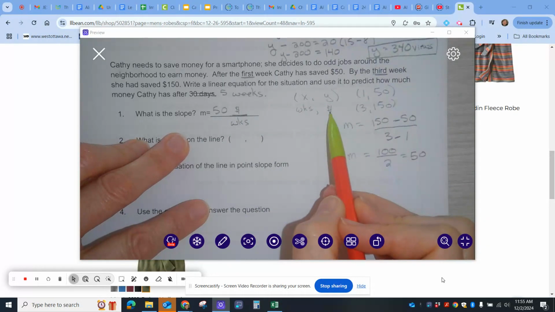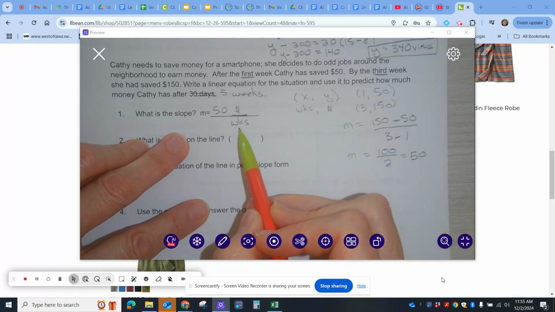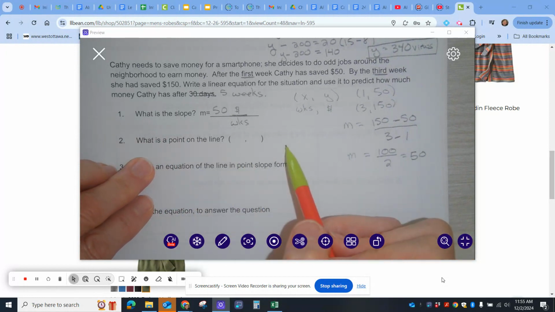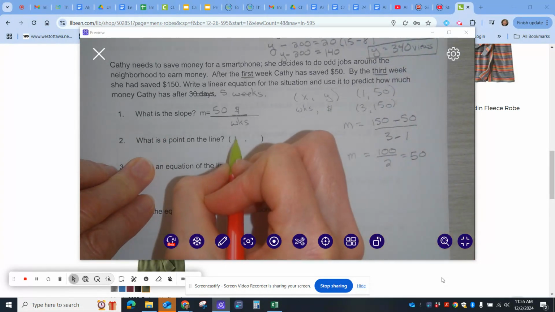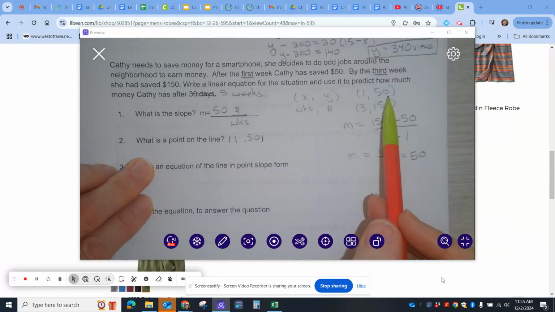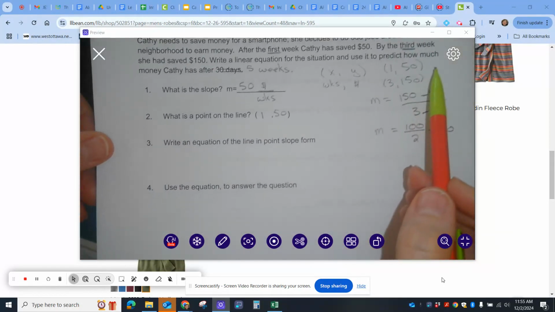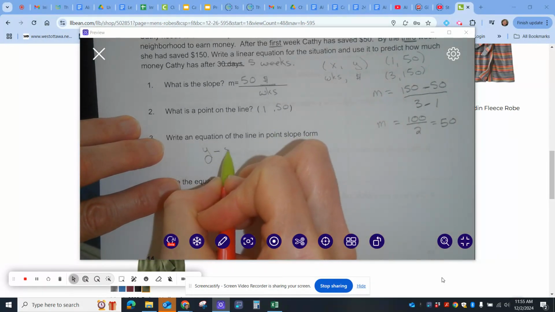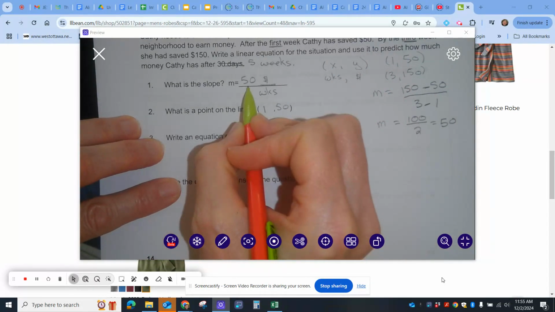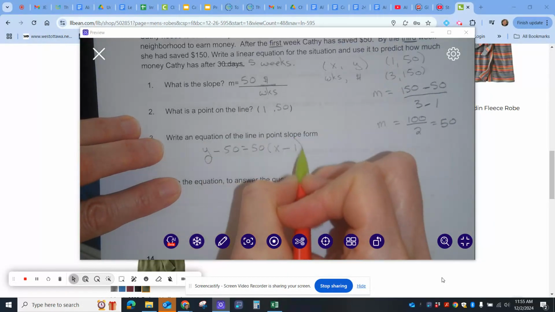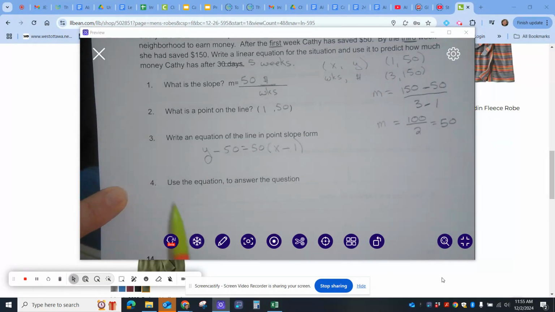We said weeks were X, those go on the bottom. Dollars were Y, those go on the top. For my point, I actually have 2 of them. Doesn't matter which one you pick. I picked that one because the numbers are smaller. I think that might be easier to work with. And now I can write my equation. Y minus y1 equals M, which is also 50, times x minus x1. Okay, that's my equation.